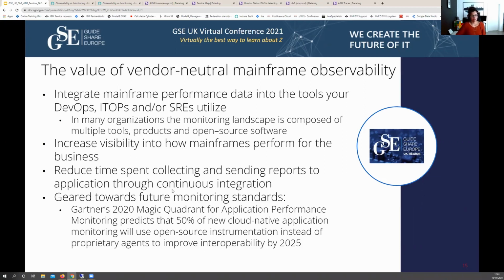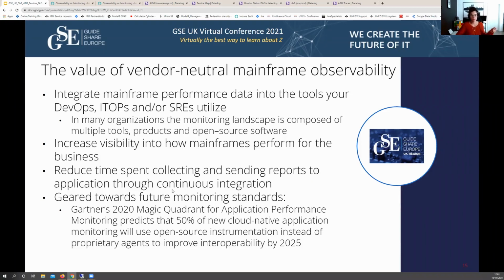We could reduce time. So time is money, we know that. And something else that's great about OpenTelemetry is being geared towards the future. I've included a quote here from Gartner's 2020 Magic Quadrant for APM report. Here they predict that at least 50% of new cloud native applications will use open source instrumentation instead of proprietary agents by 2025. So you could also see it as an opportunity to maybe lead your organization into vendor neutral observability. Because this is where it's going.